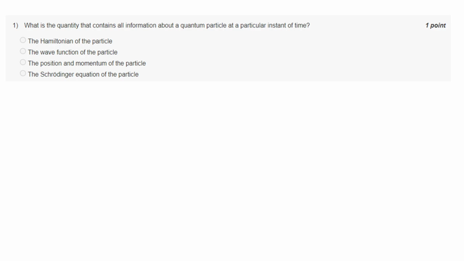So could it be the Hamiltonian of the particle? Could it be the wave function of the particle? Could it be the position or momentum of the particle? Or is it the Schrodinger equation of the particle? So I want 1 or 2 answers for this question. Anybody?